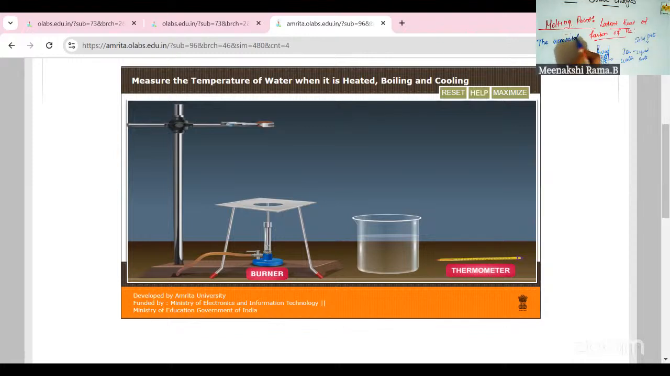The amount of heat energy required by ice to change into water. Okay, so this concept is called latent heat of fusion of ice. The same process is also called melting point, and one more title is also acceptable in this place, that is latent heat of fusion of ice. The amount of heat energy required by ice to change into water is called the latent heat of fusion of ice. Okay.